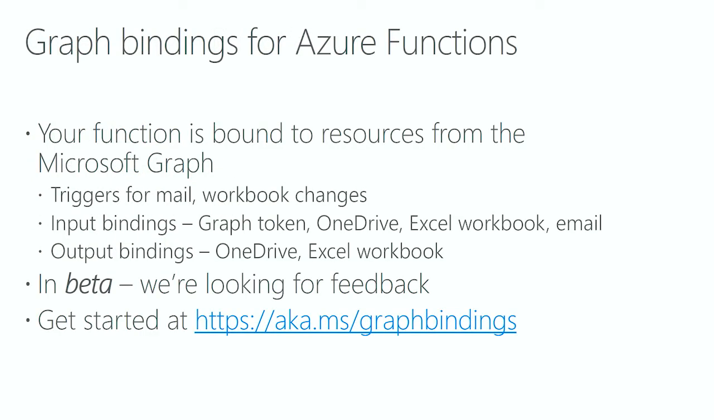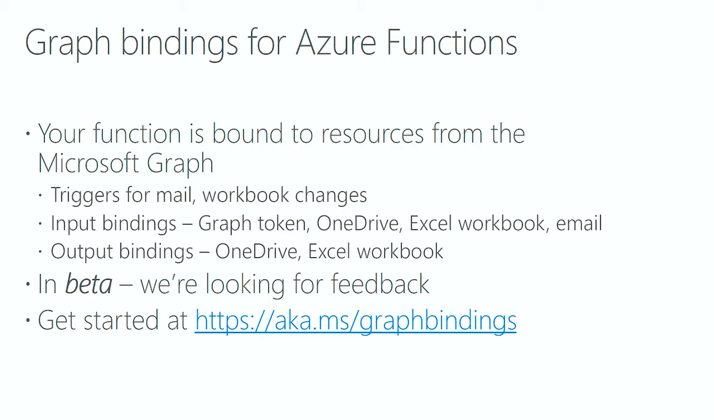So for Graph functions, we're going to show you a couple of demos here and some of the code. We're going to dive deep into that. This gives you the ability to, again, work off triggers just like mail. When a mail comes in, it's also based off of webhooks. We also have input bindings for when an Excel workbook changes. The key here is we also do input binding for providing auth as well. So you don't even have to worry about auth. That's the key.